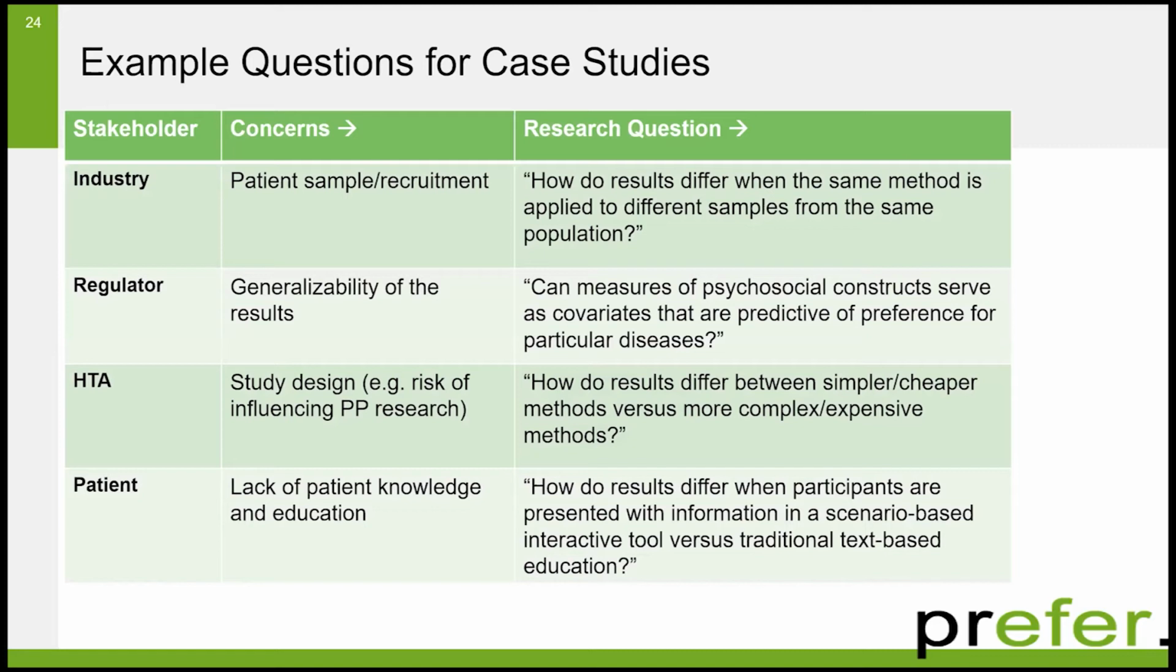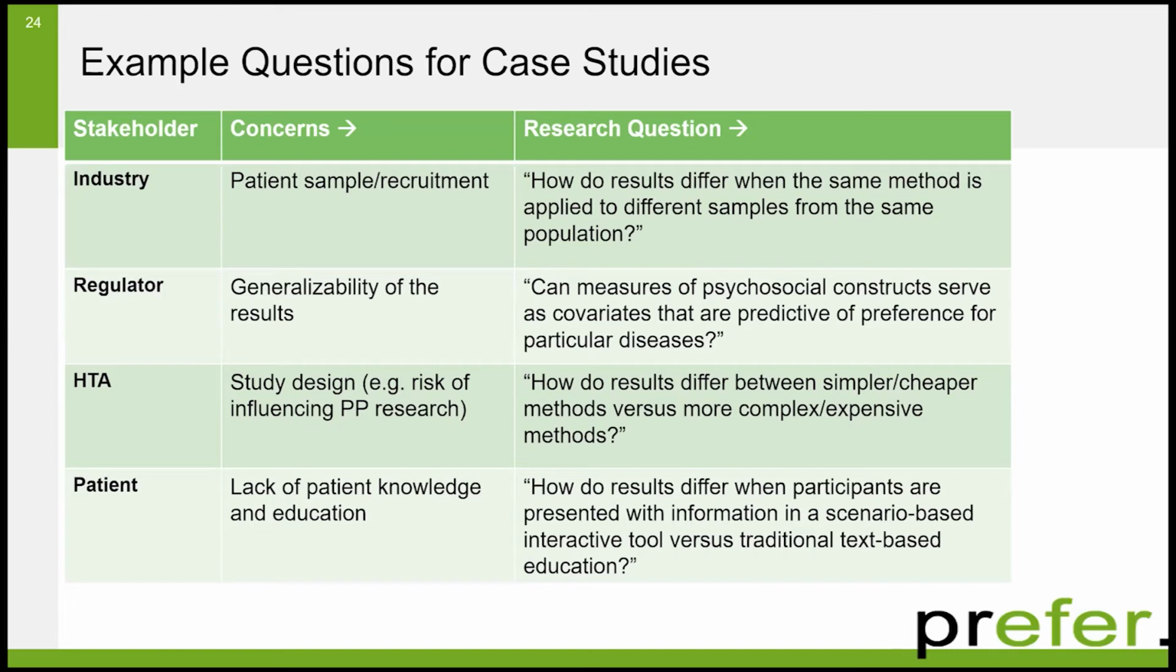This table here is more of just a general description. So an example of an industry stakeholder having a concern about a patient sample or recruitment. The research question that resulted from that was, how do results differ from when using the same method, but in different samples from the same population? So kind of like how should sampling best be done, and what are concerns around that?